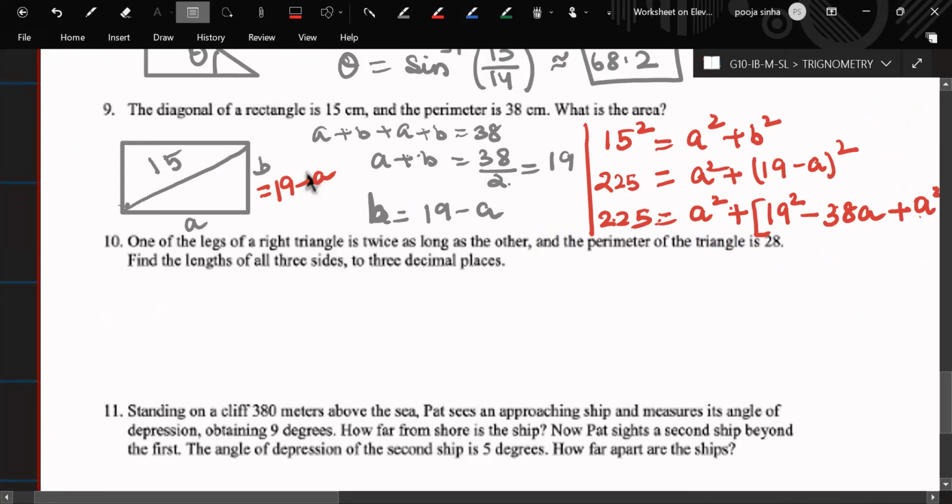Okay. How did we start this question? Have a look quickly. It was said the diagonal of a rectangle is 15 centimeters, and the perimeter is 38. We didn't know what the length and breadth are, so we took them as A and B, right? Perimeter is equal to 38, so A plus B is equal to 38 upon 2, which is 19.